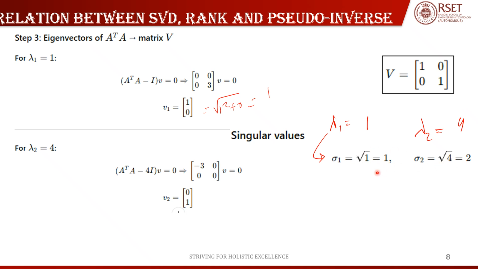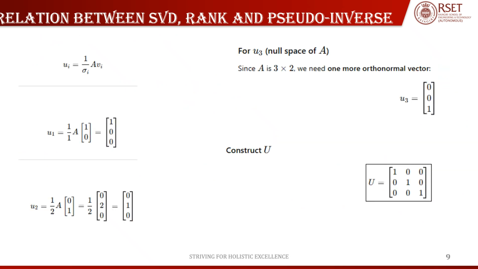And this A transpose A was a 2 by 2 matrix, and you had two non-zero singular values, right? Non-zero singular values, so the rank of A is equal to 2. Why? Because you have two non-zero singular values.